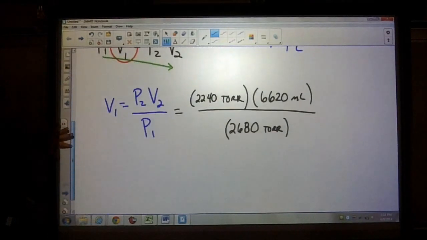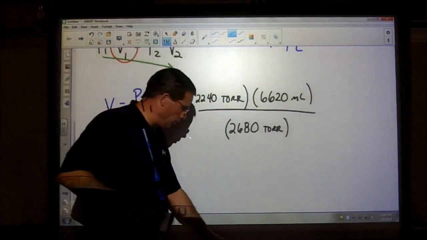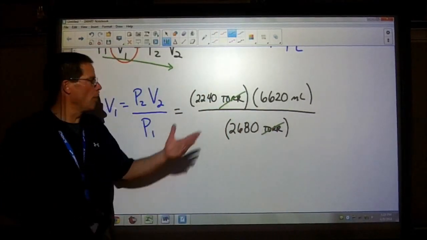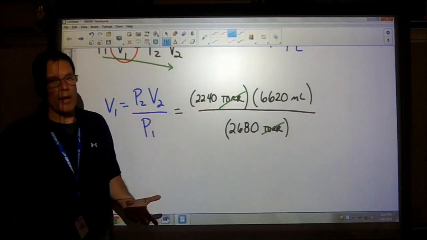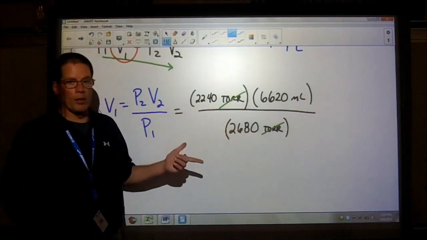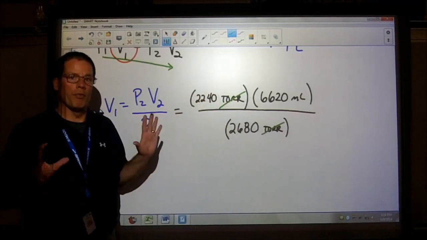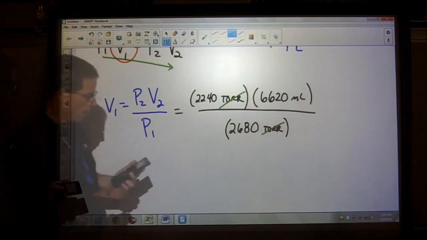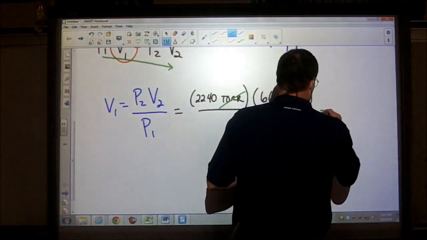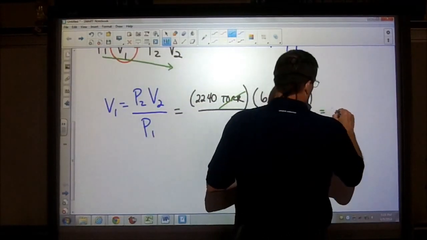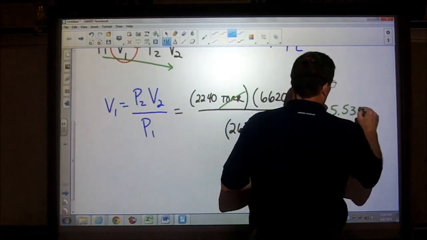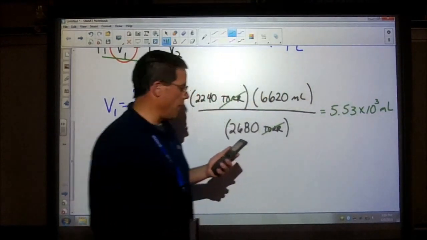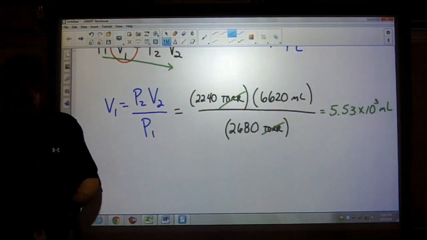Okay, so once we have our values in place, again, the torrs cancel out. We have to have like units to cancel out. So if that was in kilopascals, we would have to convert either that to torr or that into kilopascals. But they're in the same unit, so we're good. So let's find out what these values give. We get a value of around 5,533, so 5.53 times 10 to the 3, and that is in milliliters. So 5,533 milliliters, okay?